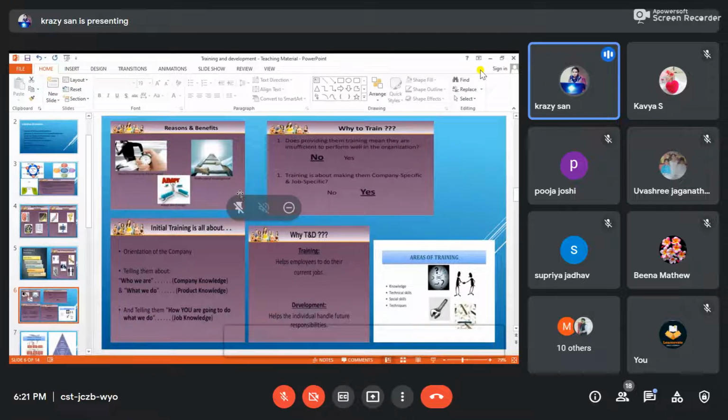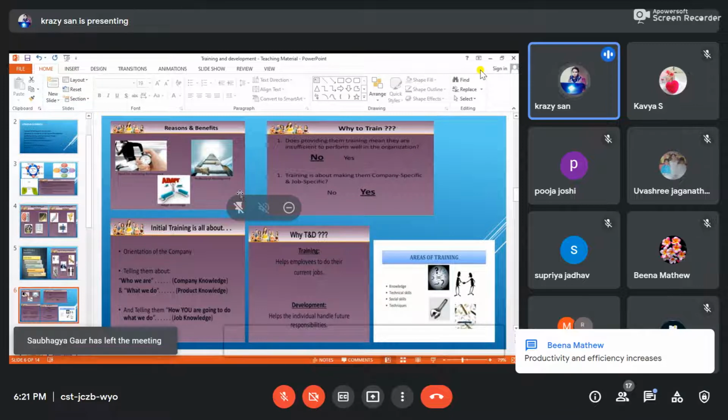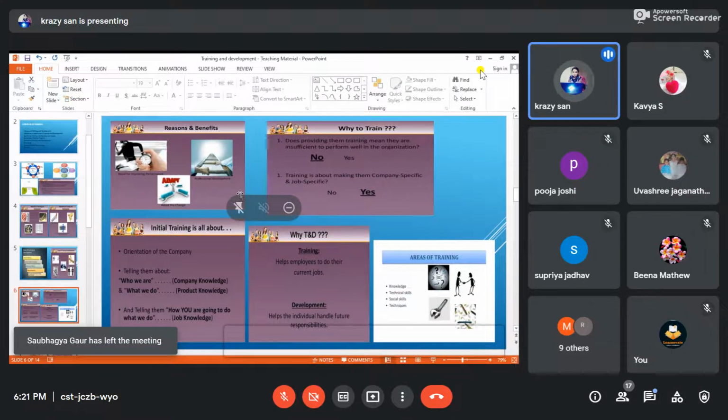Why to train? Does providing them training mean they are insufficient to perform well in the organization? No, it's not that. I just said on an earlier slide that training is like bridging the gap between the knowledge, skills, and technical skills or attitude you have and what you are needed to do the certain task. That is why the training is given to you. Training is about making them company specific and job specific, as I said. Always remember, training is not given because you are not skillful. Training is given to make you confident in the skill which is required for the job to be done.